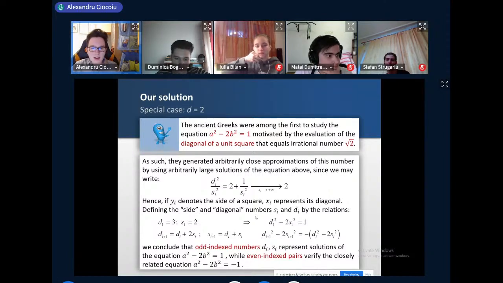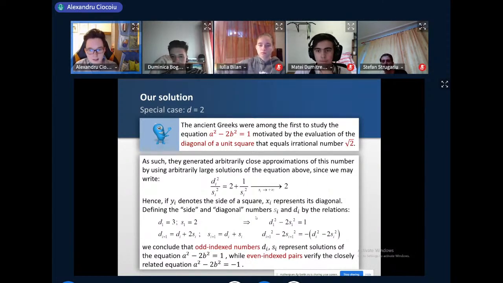Now, the ancient Greeks were among the first to study the equation a squared minus 2b squared equals minus 1, motivated by the evaluation of the diagonal of a unit square, which equals the irrational number square root of 2. As such, they obtained arbitrarily close approximations of this particular number by using arbitrarily large solutions of the equation above, since we may write, of course, the equation below, which has a limit of square root of 2. Hence, if s of i denotes the side of a square, d of i automatically represents its diagonal.